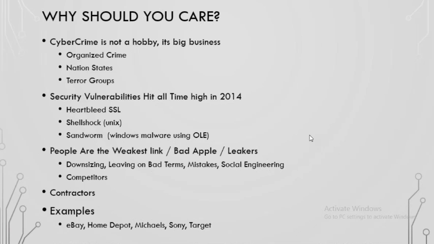Examples of companies that have had problems with information leaking include eBay, Home Depot, Michael's, Sony, and Target. Those, just so you know, are big companies that made headlines. There are a lot of companies that have been compromised, but you will never know that you were compromised. It's very important to understand that when you have a compromise, you may not know until it's too late.